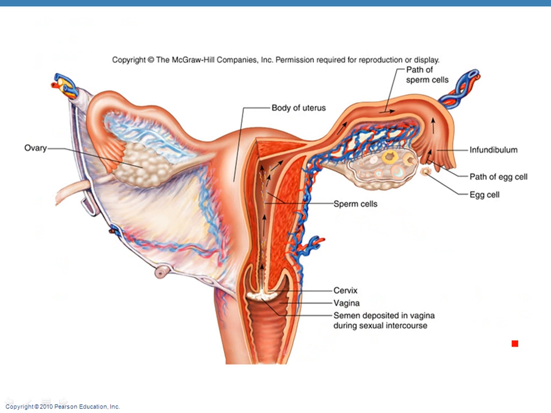Okay, so what happens? Here's our female reproductive system. Have the vagina opening to the outside. You have the cervix. The cervix is basically the neck of the uterus. Here's your uterus here. You guys have, I'm assuming, studied female reproductive anatomy. Your fallopian tubes or uterine tubes. Here's your ovaries. There's one over here, one over here.